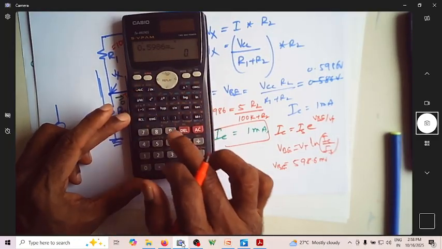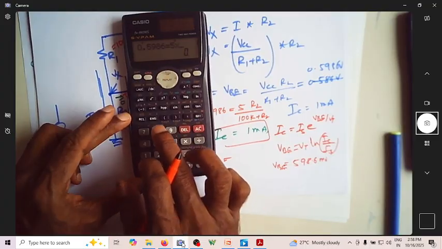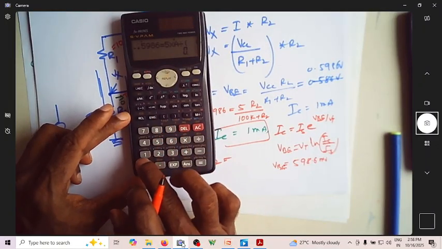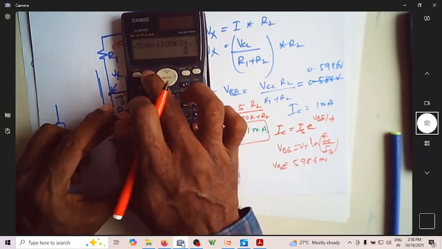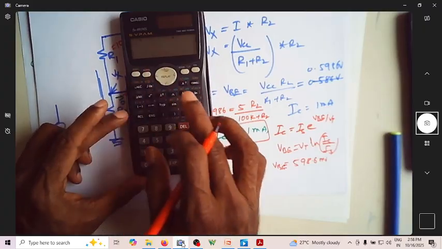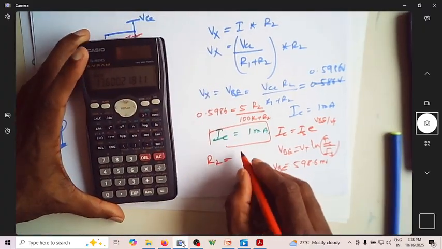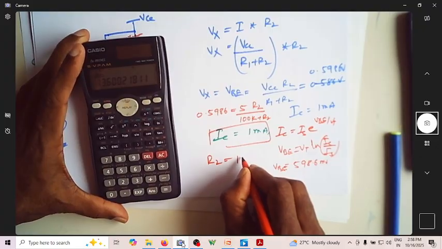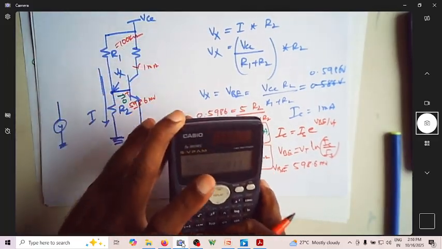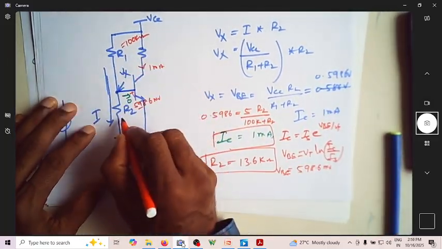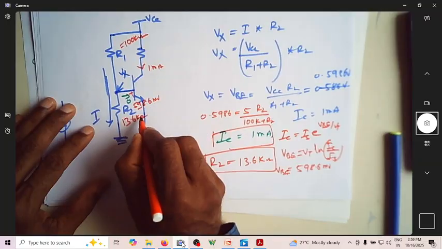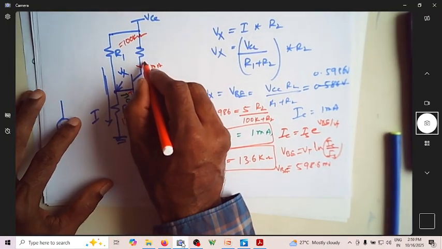0.5986 alpha equals 5 into alpha A divided by 100 exponential of 3 plus alpha A, close, shift calculate. You can see I'm getting the value of R2 as 13.6 kilo ohm. Now I will use this as 100k. If I use 13.6 kilo ohm, I will get the current of 1 milliampere flow.